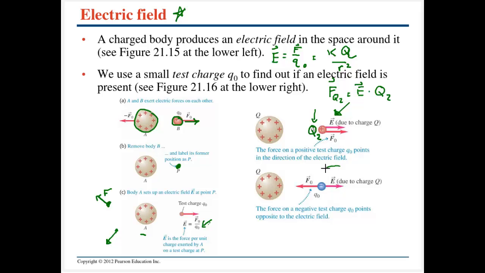Suppose I now put in a negative charge. As you can see right there, the electric field is still going to point away from this object. The force, however, is going to be the electric field multiplied by negative Q0, as they're calling it now. So the force, as you can see, is going to be in the opposite direction. It's going to point towards the sphere, like you'd expect.